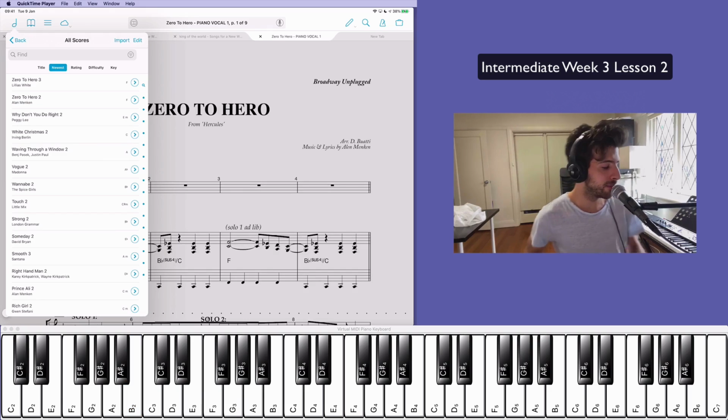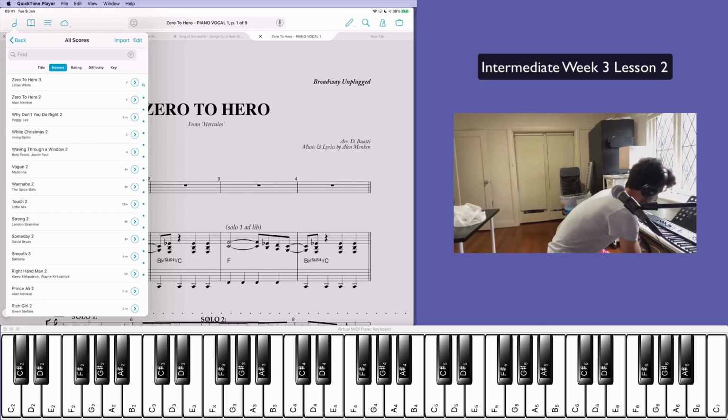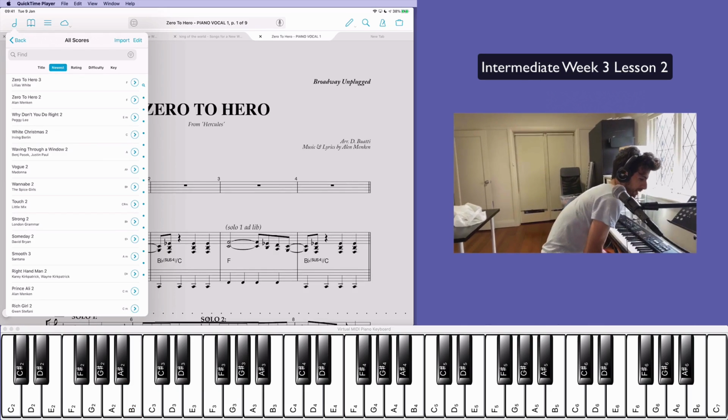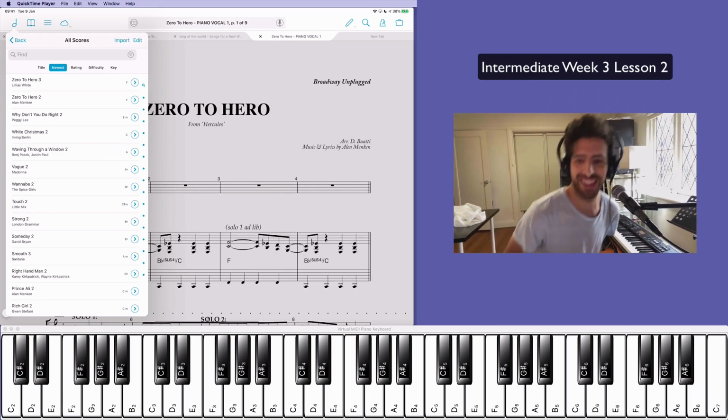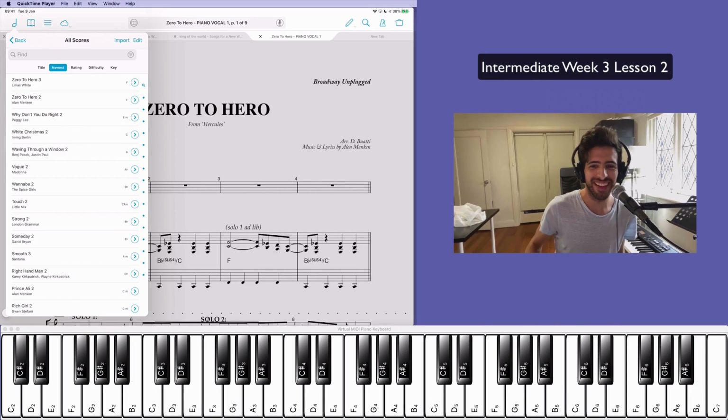Yep. Gonna pull my backup keyboard just in case.